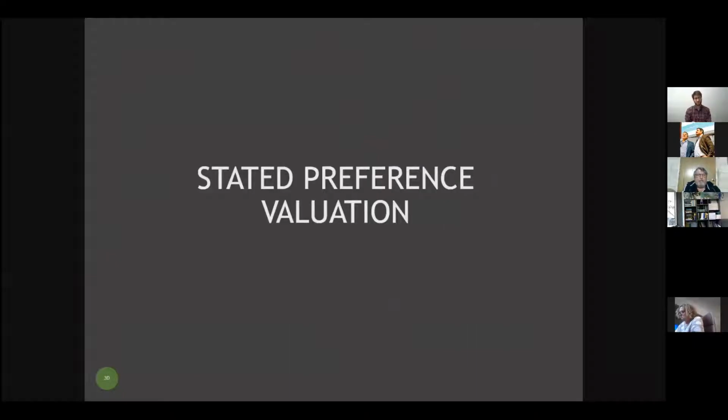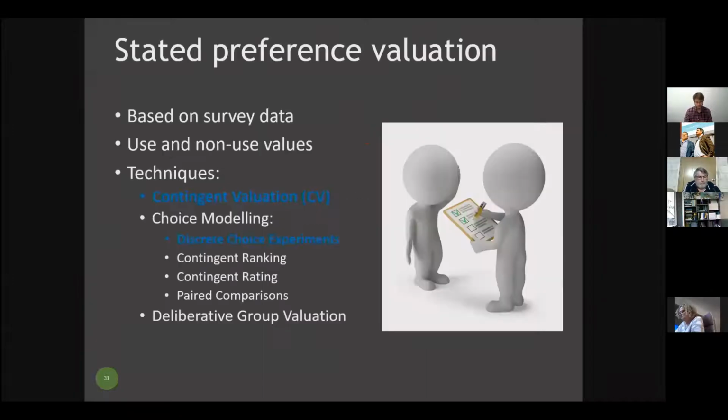So the third big family of valuation techniques is the stated preference one, and it's probably the one that we use the most with John and Peggy. We apply these sort of techniques quite a lot in the research that we do. So in stated preference valuation, we use survey data. We interview people. Well, we do most of our work through the internet, but through surveys. And so stated preference valuation has the great advantage that it allows us to calculate use and non-use values. And the big subfamilies that exist are contingent valuation, choice modeling, or deliberative group valuation.